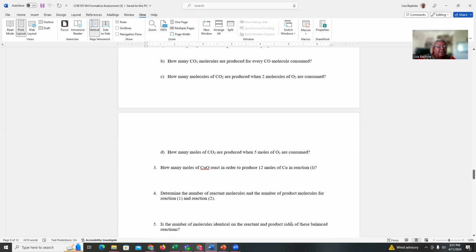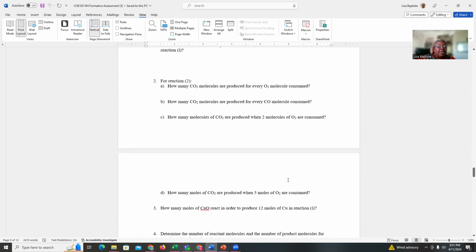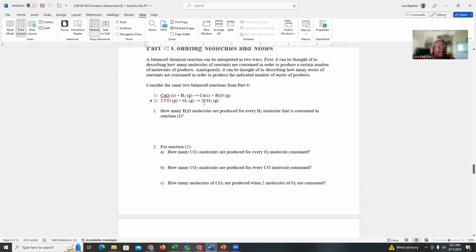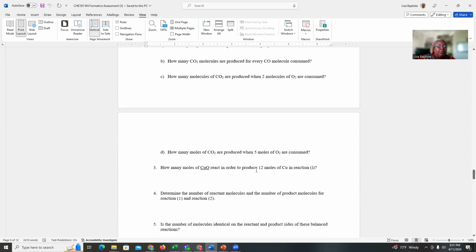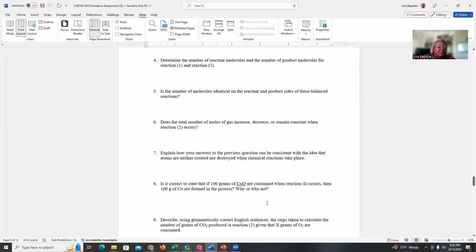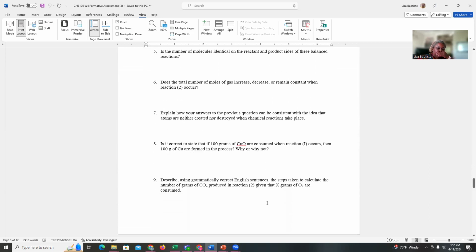Okay. So let's look at another example. All right, it says how many moles of CuO react in order to produce 12 moles of Cu. All right, so if we look at Cu and CuO for the first reaction, there's 1 mole of Cu for every 1 mole of CuO. So if we have 12 moles of Cu, then it would be 12 moles of CuO. Okay, and so that's how you want to go through and do this particular reaction, as well as answer these questions. One I want to point out is number 8.